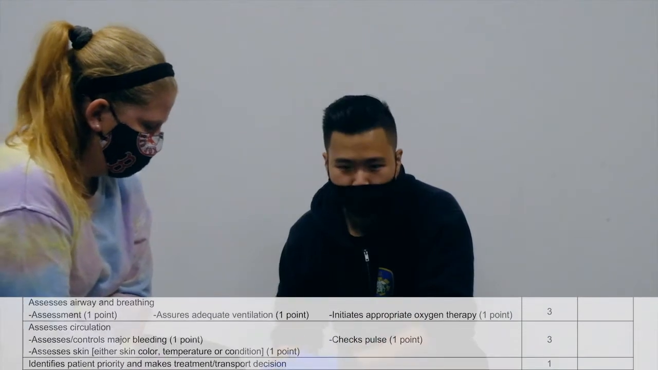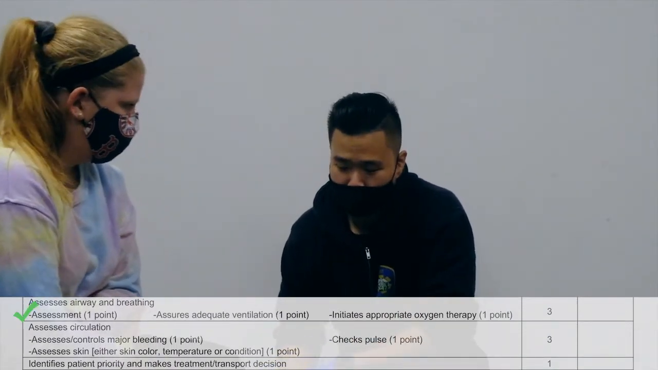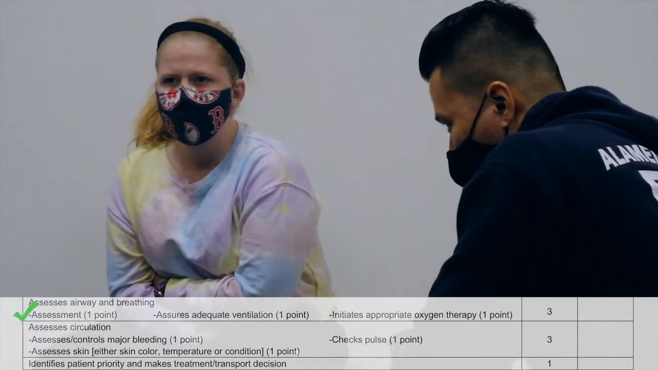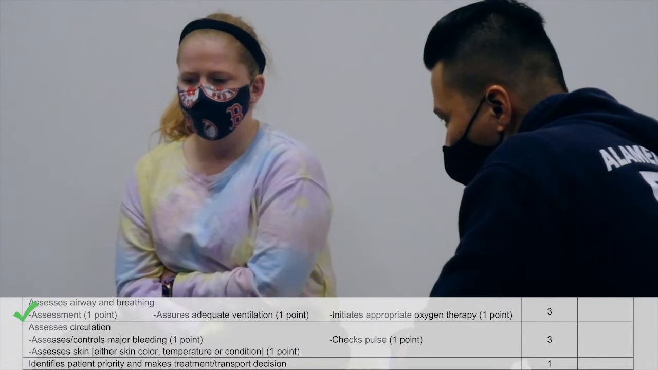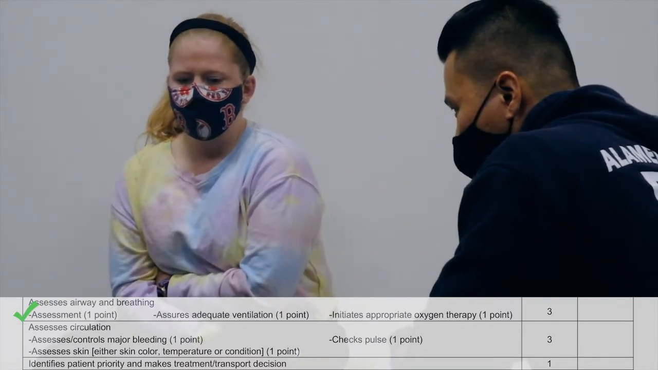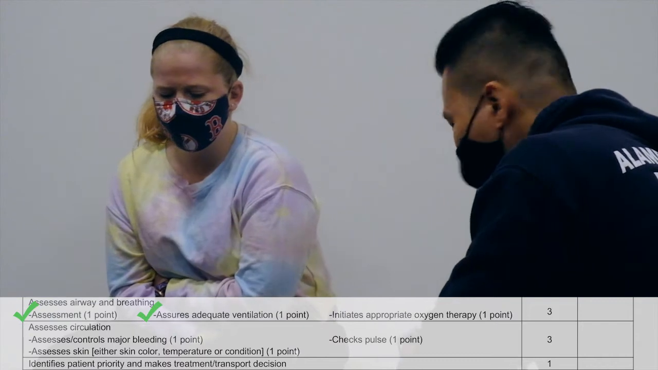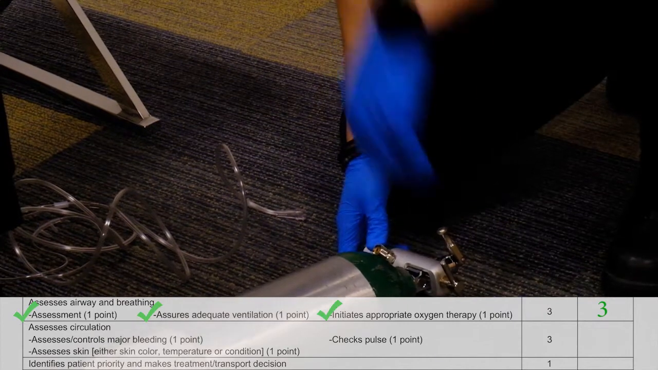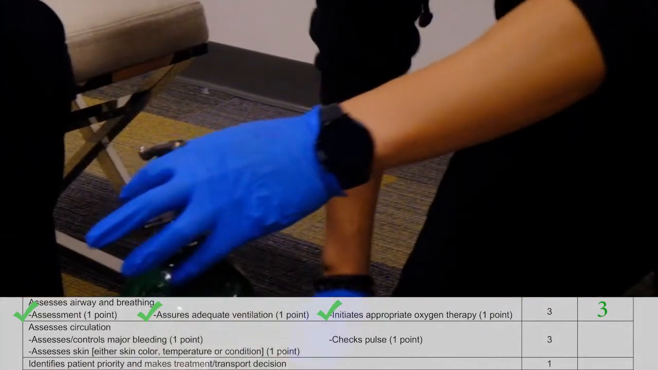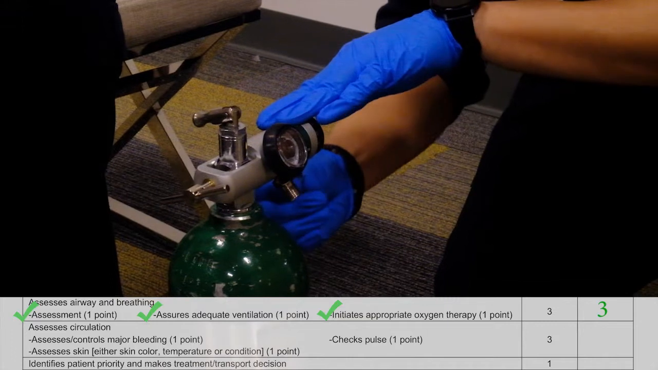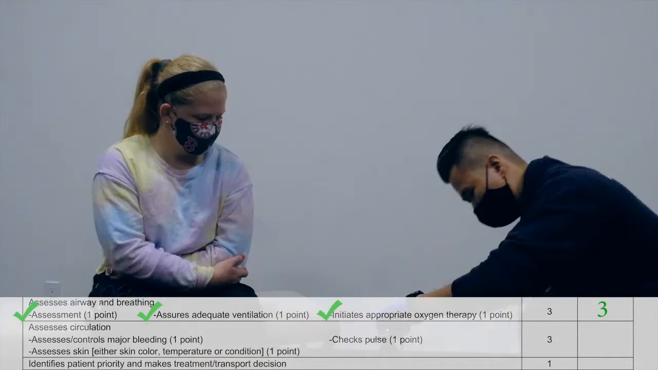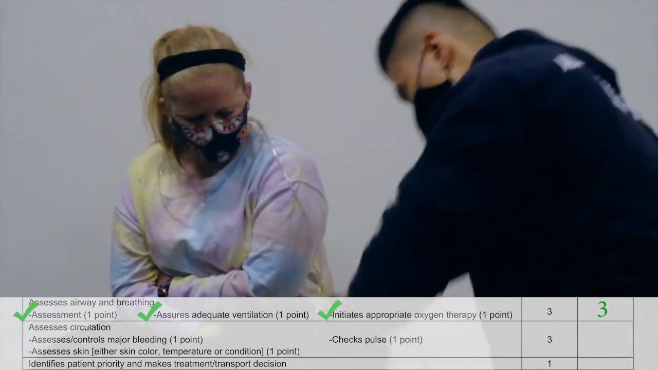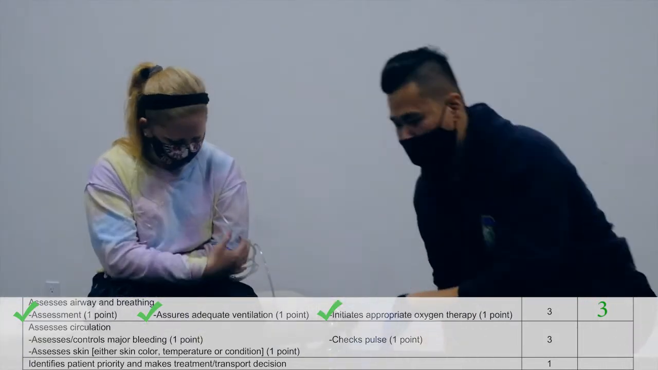For the airway, my patient is talking to me, so the airway is open. And for breathing, I'm going to assess for the chest rise, and I see equal and adequate chest rise. So I think the patient is getting adequate ventilation, but I'm going to go ahead and give her some oxygen at 6 liters nasal cannula. So I'm going to set up my O2 tank. Alright, let me just hang this around the neck. Okay. Alright, so I'm going to move on to my circulation.